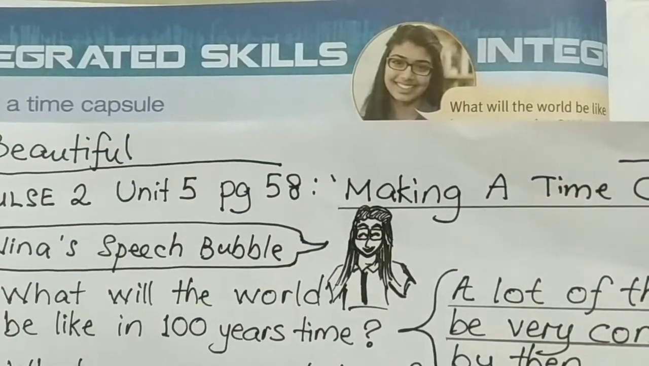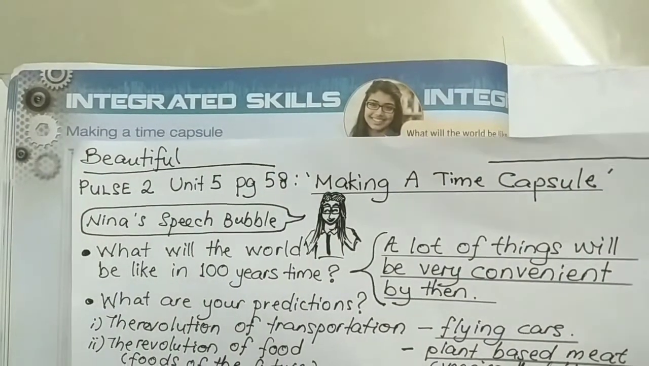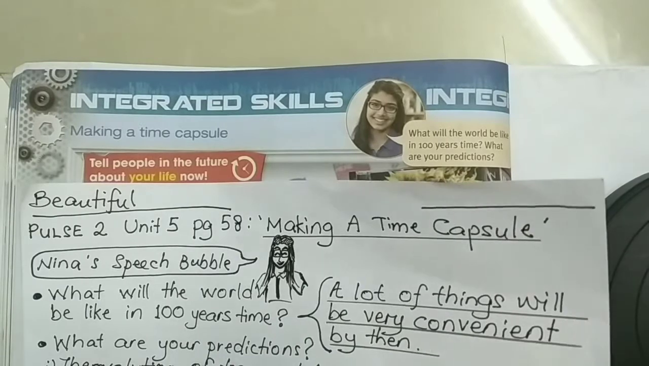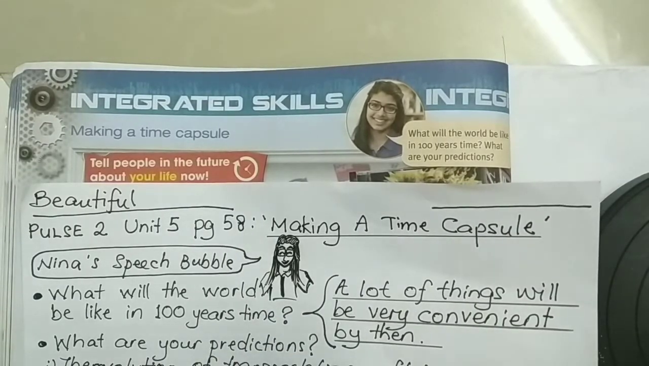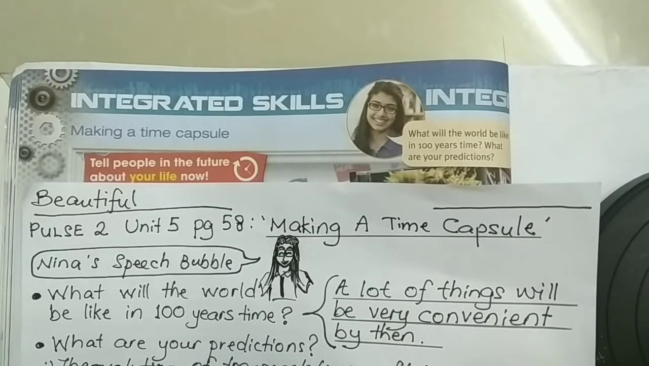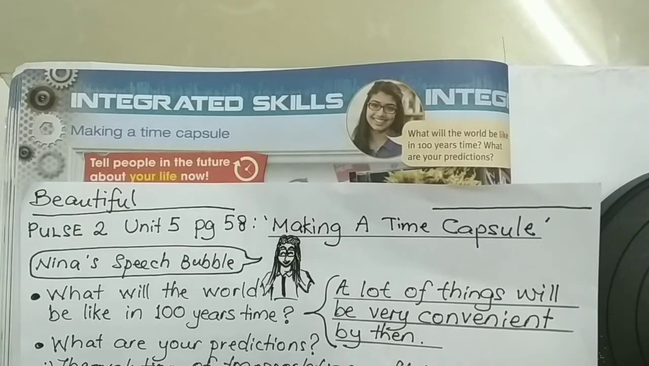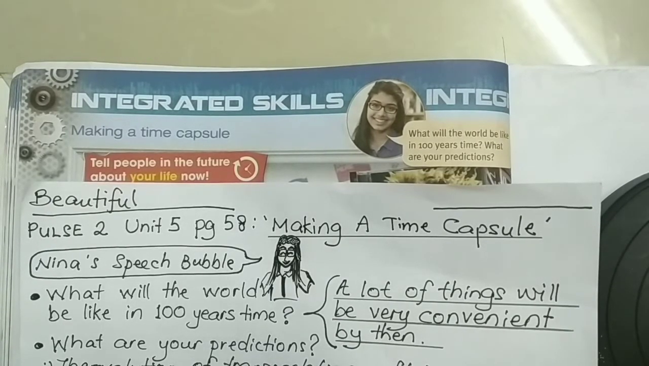So in your book, please write down the day and the date. Pulse 2, Unit 5, page 58, making a time capsule. Well, you have to write down the page itself, so it's easier for you to do revision next time.